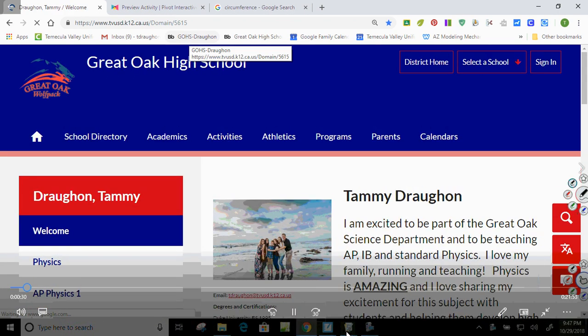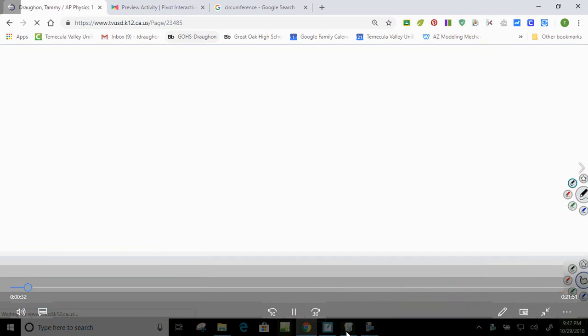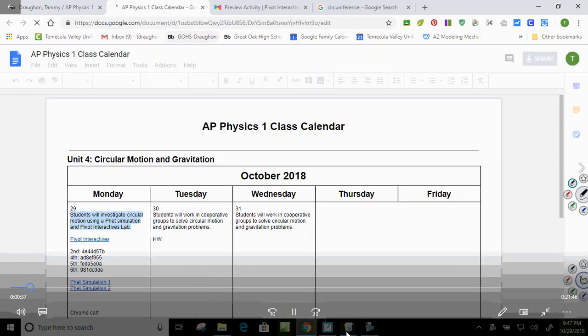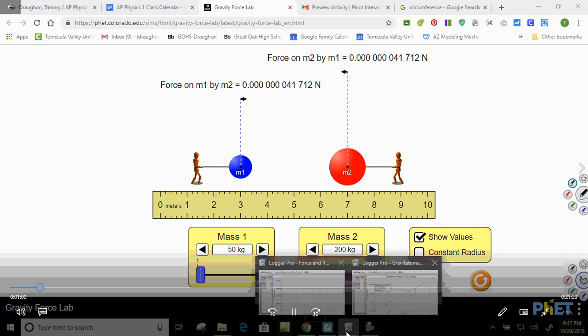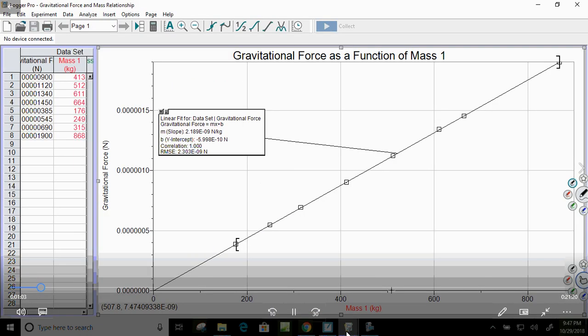Okay, I think I'm showing you that on the calendar. If you go to the calendar, you will see the link for the PhET. And the link for the PhET takes you to where you were supposed to take data, right here on the screen. So you take the data with the relationship between force and mass, and also the relationship between force and radius, or distance between the two masses. So then we graphed it.